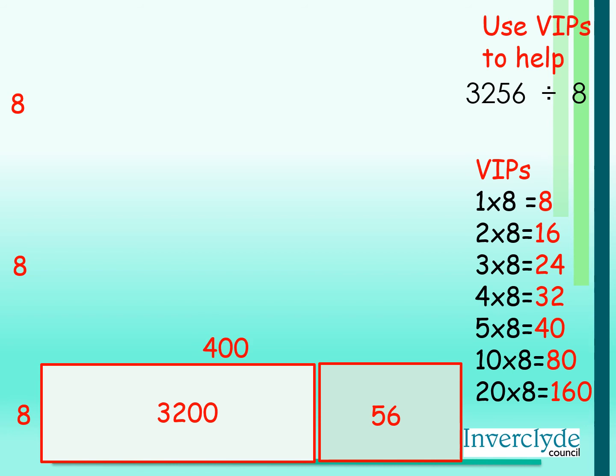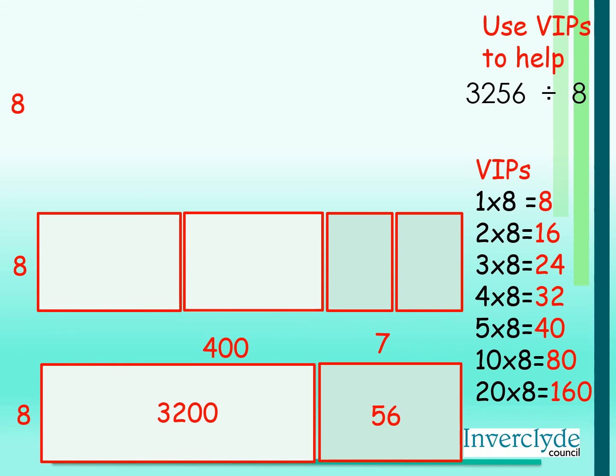3,200 divided by 8 is 400. 56 divided by 8 is 7. 407. Here's another way we could have split it up though. Can you see this time I've got 4 boxes?